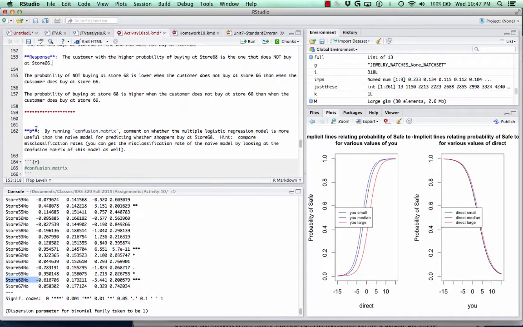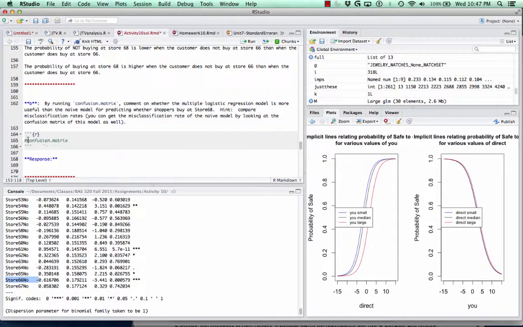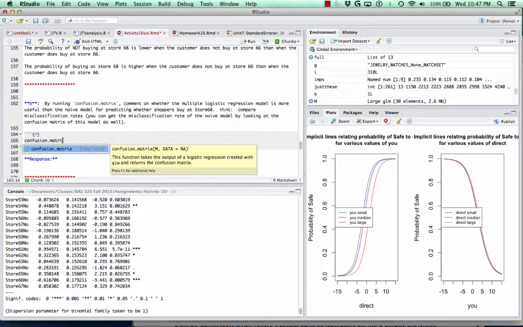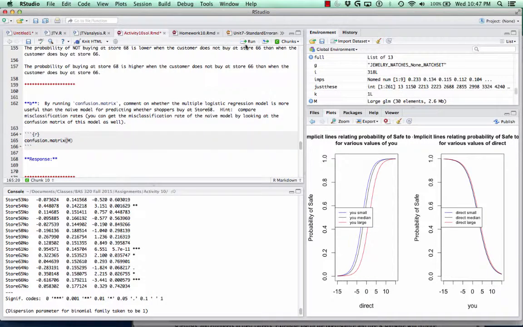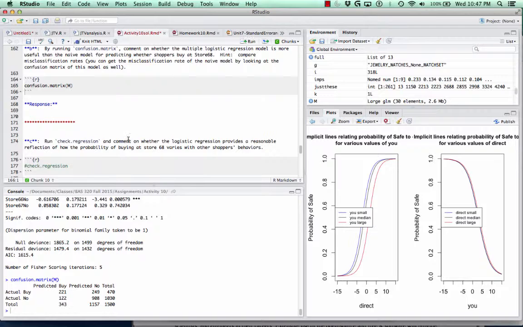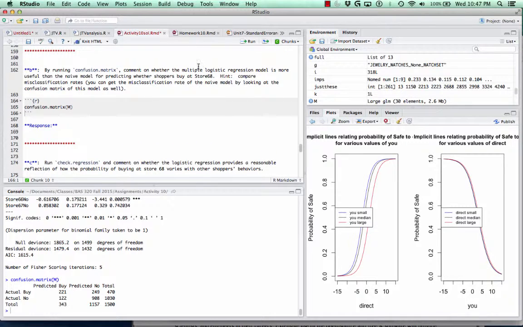Okay, so we can move on to part B. We can look to see how well we make predictions here. So let's look at the confusion matrix of our model and see what kind of errors it's making. And we're going to comment on whether or not the multiple logistic regression model is more useful than the naive model for predicting whether shoppers buy at store 68.